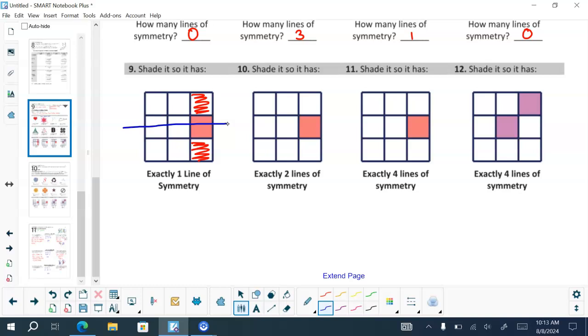Now, 10 is kind of back to what I was talking about earlier. This one does want 2 lines of symmetry. So this one would be okay if we did shade in this one here, because then you would have this line of symmetry and you'd have this line of symmetry. It doesn't work though if you do it diagonally, because then those colored squares aren't going to quite match each other, okay? You guys take a minute here and do 11 and 12. Shade them. They want them both to be shaded so that they have exactly 4 lines of symmetry.